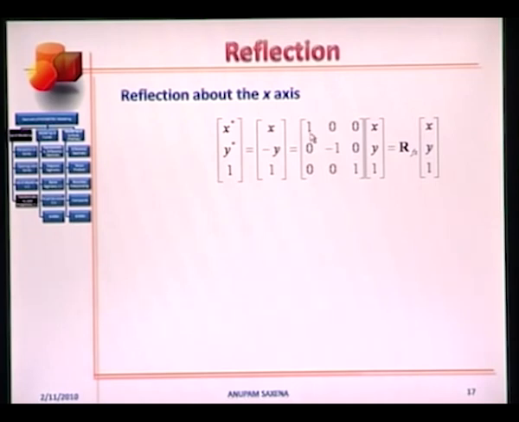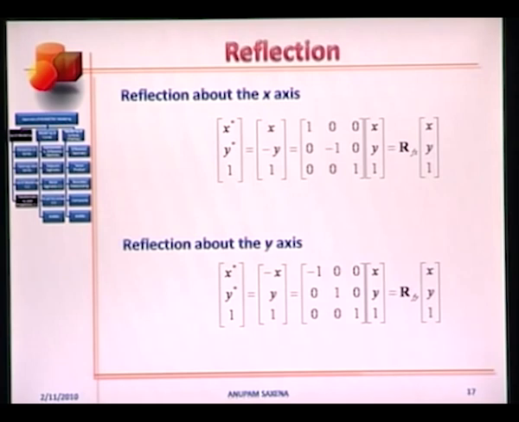The first row is 1, 0, 0. The second row is 0, -1, 0. And the third row is 0, 0, 1. In short, this 3 by 3 matrix is represented by R sub fx, pre-multiplying the original column vector of the point. Likewise, reflection about the y-axis.